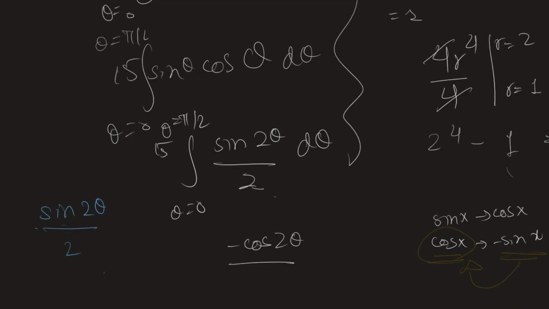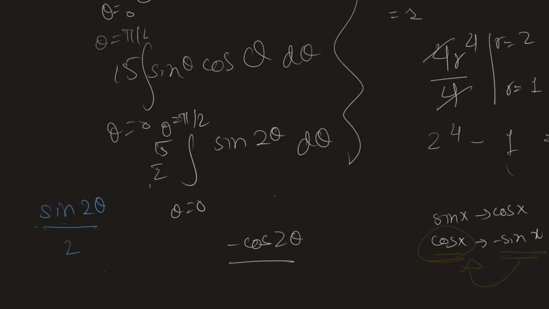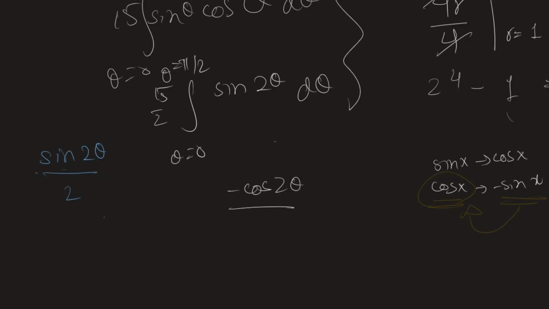And then, no, I forgot this 15. So 15 over 2 is gonna stay over there. When we take the integral, remember that it has an inside function as well, and since it has an inside function, we're gonna divide by the derivative of the inside function. The inside function is 2 theta, so the derivative of 2 theta, like for example 2x is 2, is simply 2.